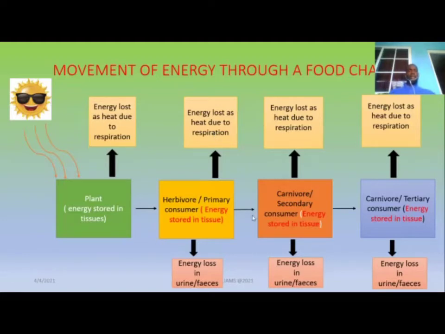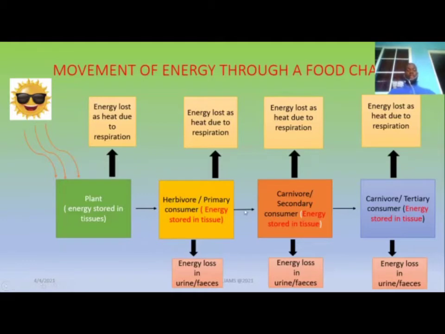When that animal eats the plant, it cannot absorb all of the energy from the plant. Some is going to be lost in the feces and the urine that it produces, and therefore it's going to store less energy than what the plant did. So I want you to understand this because it's going to be repeated. The energy that is stored by the primary consumer is less compared to the energy that was stored by the plant, because the plant only lost a little bit due to respiration and stored the majority.